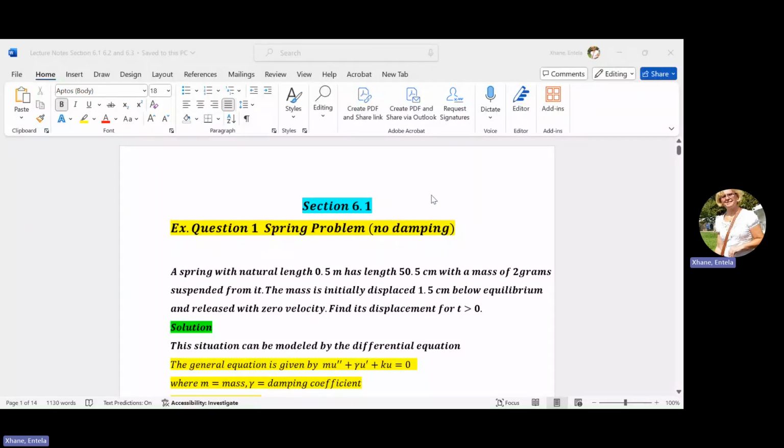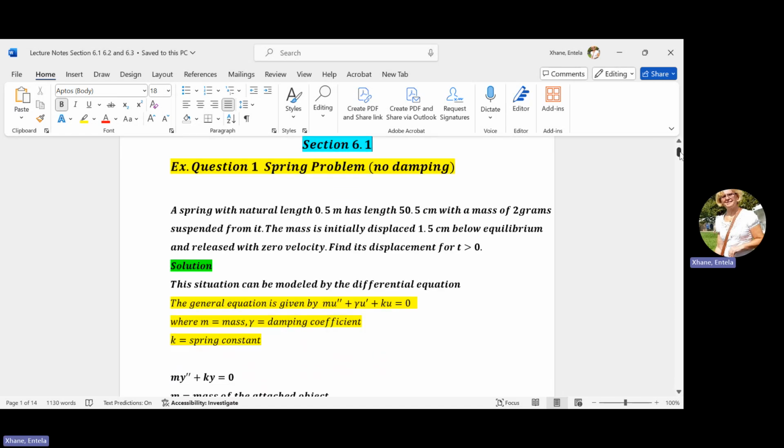So let me go ahead and share our lecture notes. You got a hard copy of the lecture notes today. This is actually chapter 6, not section 6.1. When I uploaded it, I fixed the name of the file to include all the sections. So this is 6.1, 6.2, 6.3.